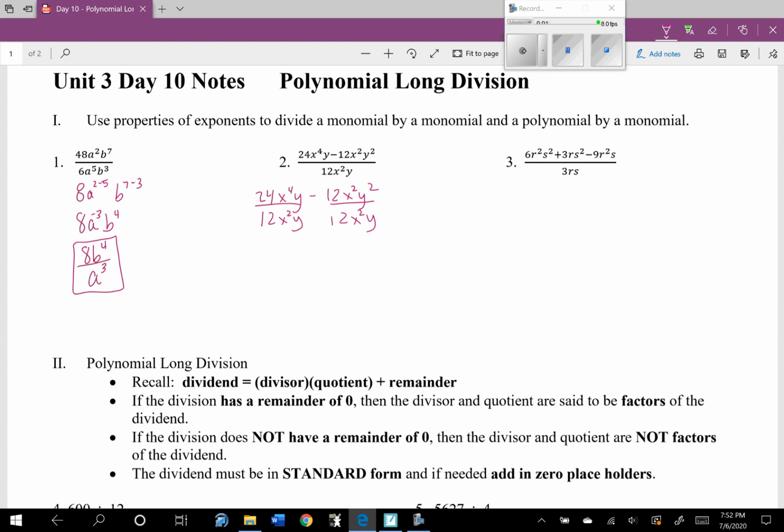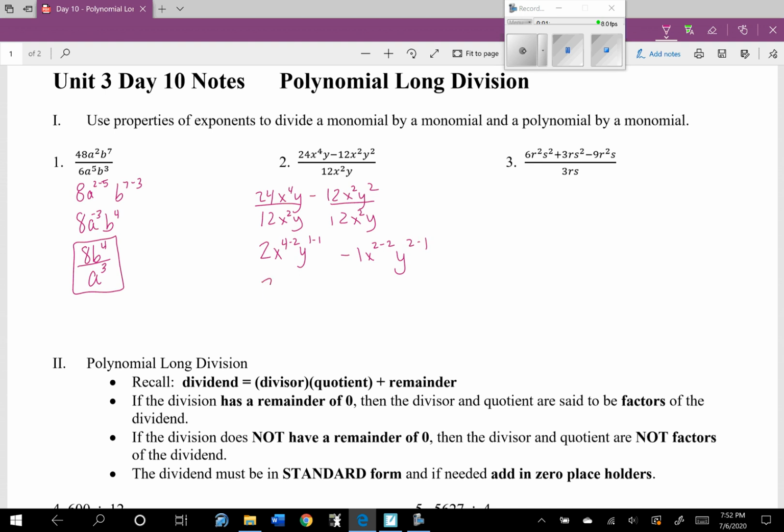So 24 divided by 12 is 2, and then x to the 4 minus 2, y to the 1 minus 1, because remember it's 1 for the exponent when it's not written. And that's all being subtracted by 12 over 12, which is just 1, x to the 2 minus 2, and y to the 2 minus 1, and then simplify.